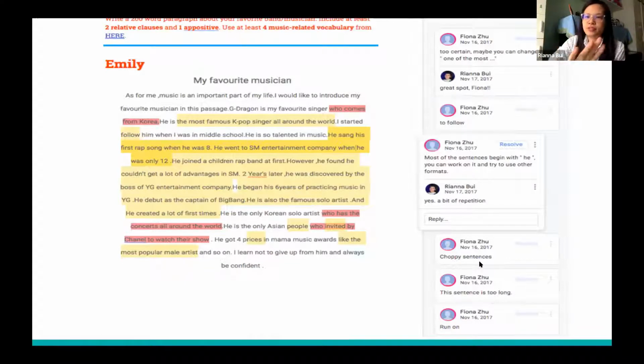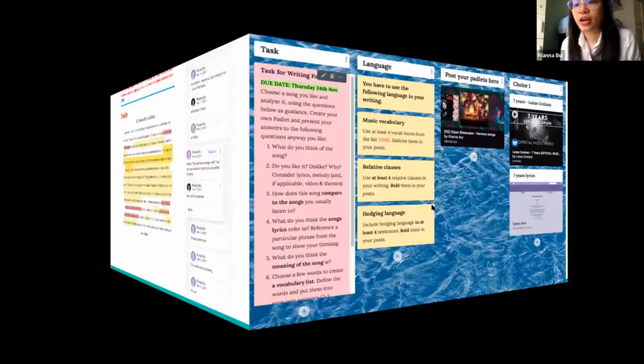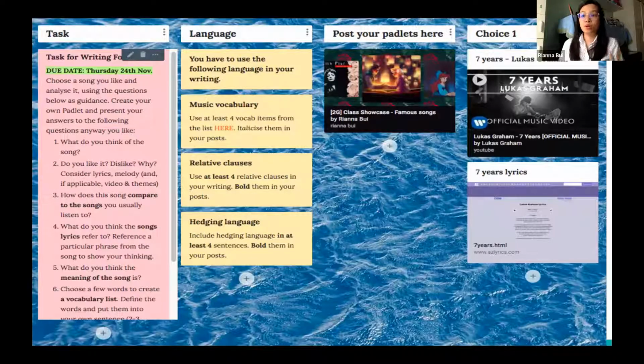Now, so this is more about accuracy, error correction. But another tool that I'm going to introduce is Padlet. Like I said earlier, Padlet is a whiteboard tool, so you can design it whatever way you want. For this task, I have asked them to interpret, analyze, and also design a Padlet.